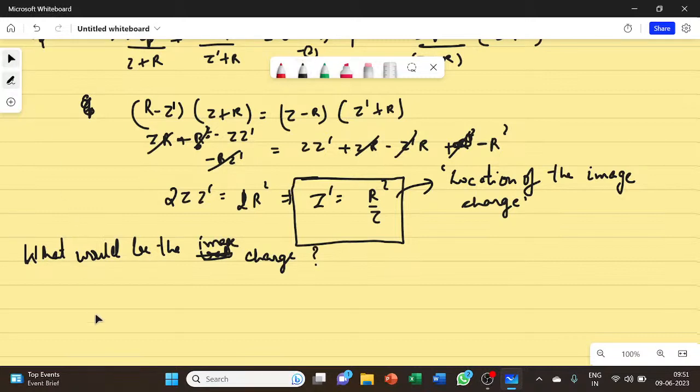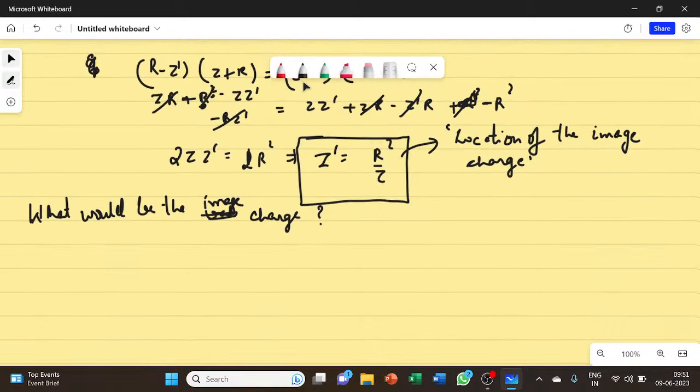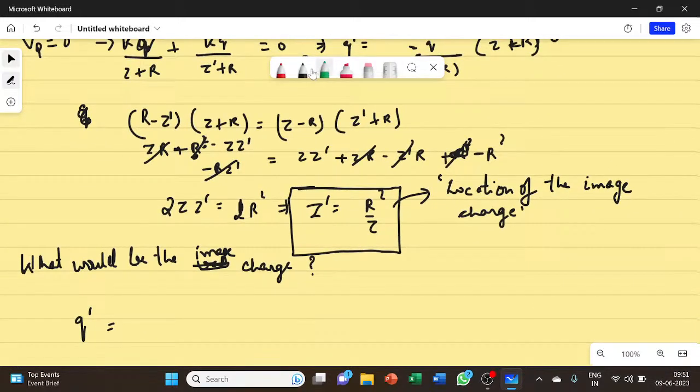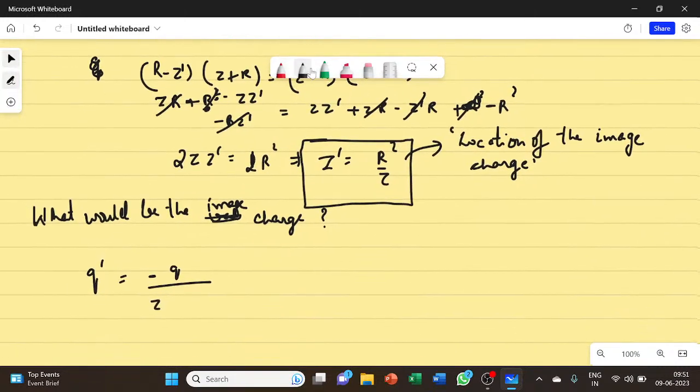Okay, so I know that my q dash I have found from two different equivalent statements. Any one of them you can take. Let's say I'll take this one. So if that is the case, so minus q dash is equal to minus of q divided by z plus, if I'm not wrong, this is z plus r, and then multiplied by z dash plus r.